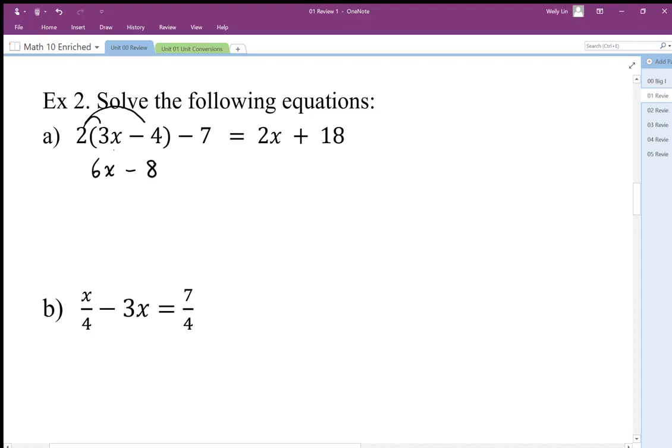And I can see that I have 6 x's and I'm taking away 8 ones. I'm taking away 7 more ones. And on this side I have 2 x's plus 18. Okay, so at this point we want to maybe start combining like terms and then start undoing some of these calculations. So I'm going to combine like terms first. So it becomes minus 15.